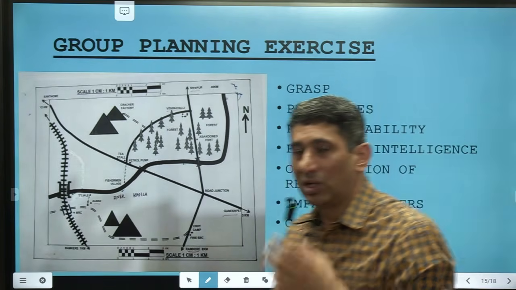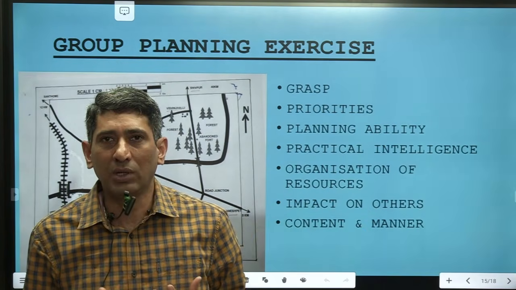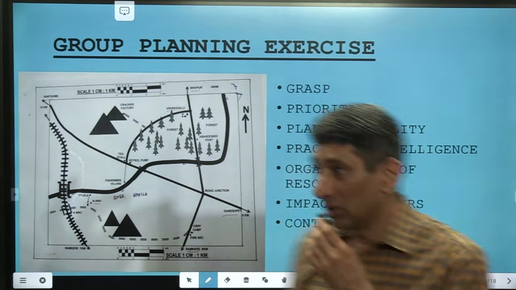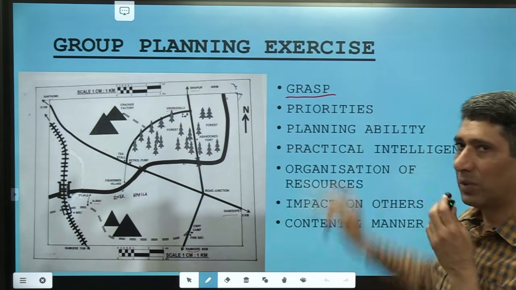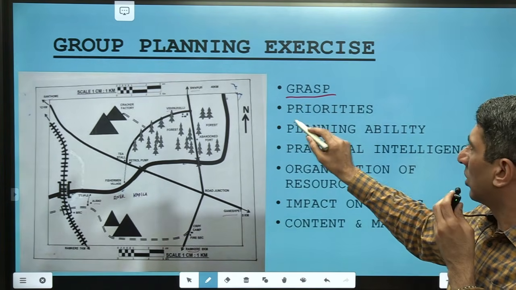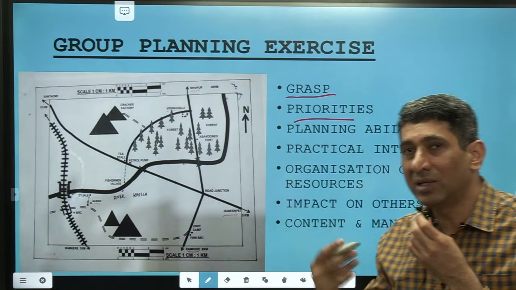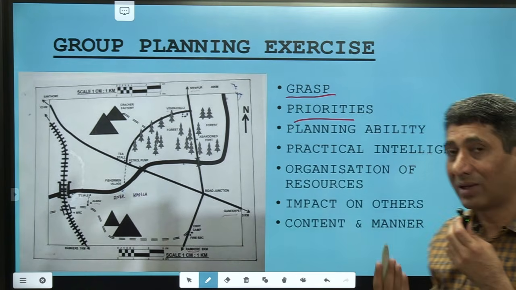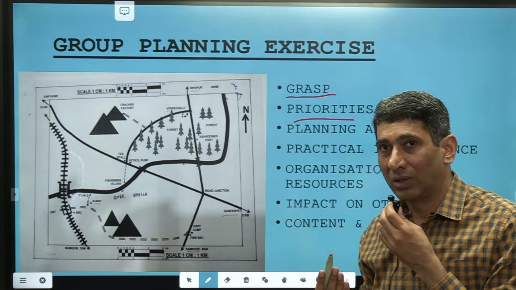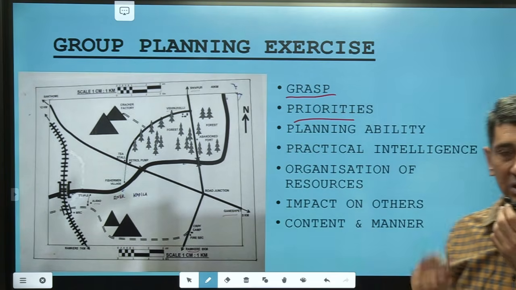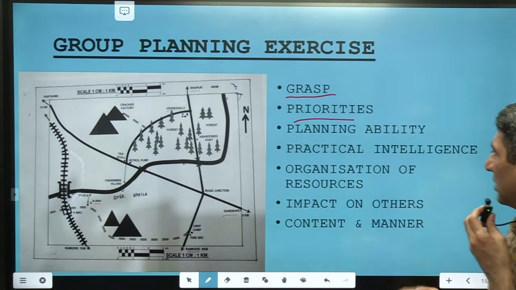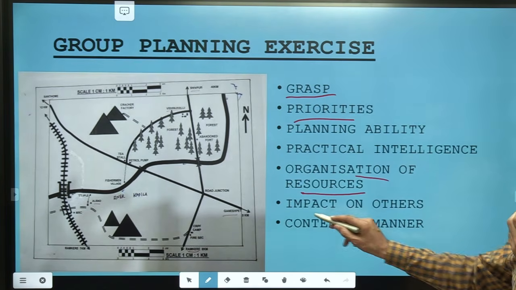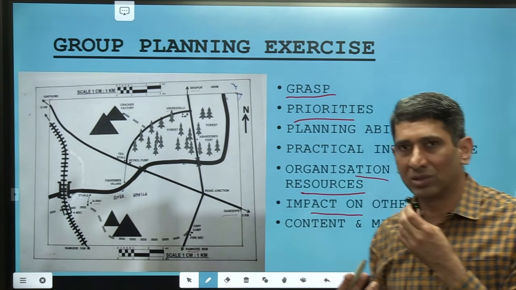Now this is how it appears when it is observed from the other side. Now here you will find that the GTO is seeing the grasp of the candidate. He is also seeing what these priorities are, what his planning ability is, and what his practical intelligence is. It comes out very clearly in a synthetic situation which is given like this. Thereafter, the organization of the resources, then comes the impact on others.